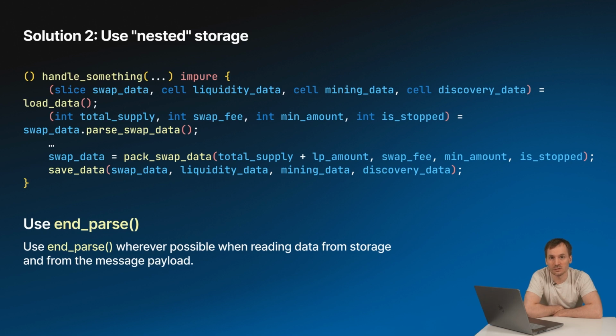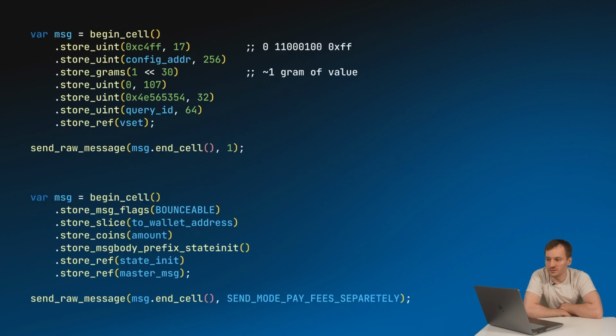Since Ton uses bit streams with variable data format, it's helpful to ensure that you read as much as you write. This can save you an hour of debugging. Look at this code. It is from a real project. It can scare even an experienced developer due to a lot of magic numbers. Introduce as many constants and wrappers as needed to have an expressive code, like this. We can make the store message flags, store message body prefix state in it, etc.